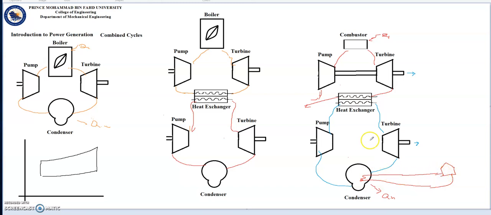So all these cycles do not increase the efficiency of each cycle individually, but the thermal efficiency of the whole plant. So the thermal efficiency of the whole plant is all the useful work we get divided by the heat we need to offer. So the overall thermal efficiency of the plant increases, but not of each cycle individually.